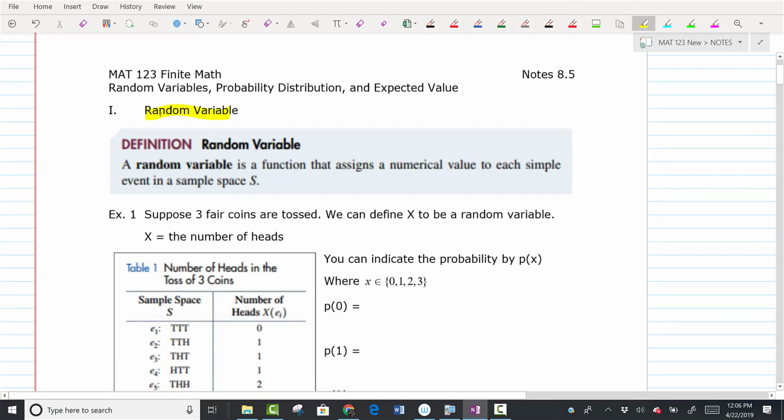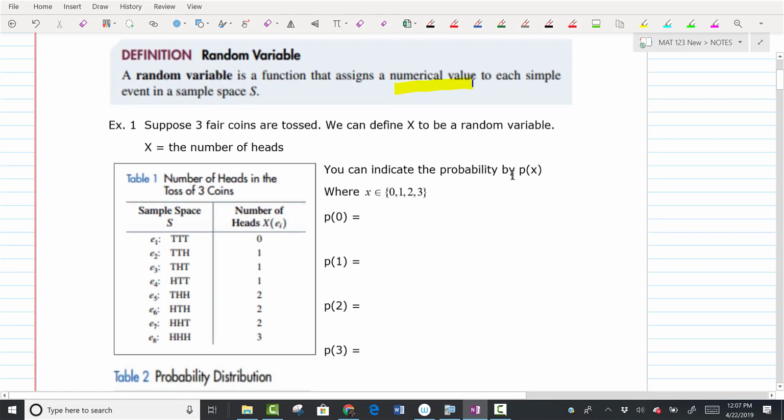Okay, so a random variable is just a function that assigns a numerical value to each event in the sample space. So it's a little bit different idea. I'm going to use this example to explain something that we've already seen before.